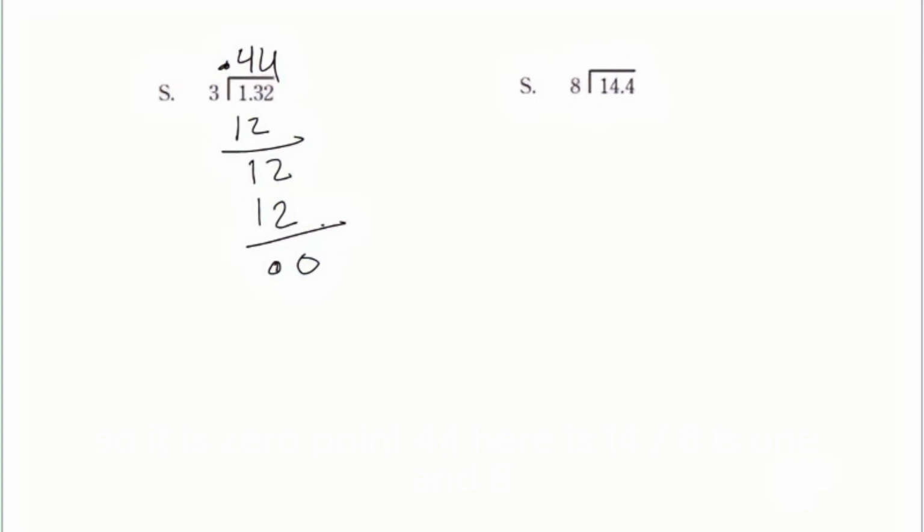Here 14 divided by 8 is 1, and 8 here. 14 minus 8 is 6, and 4 here. 64 divided by 8 is 8, and 8 times 8 is 64. 0, no remainder, so decimal point after one digit, it will be 1.8.